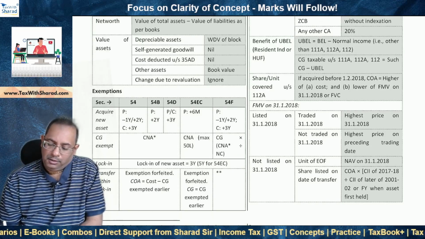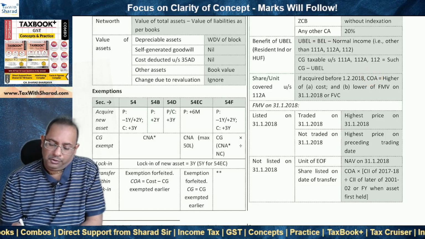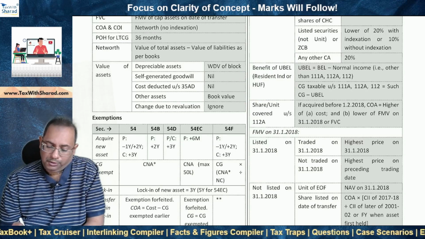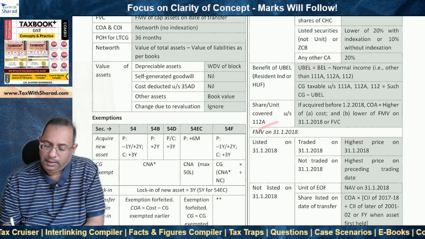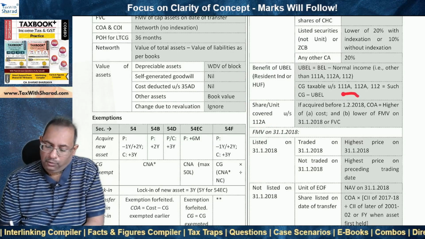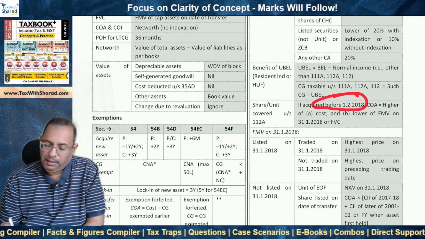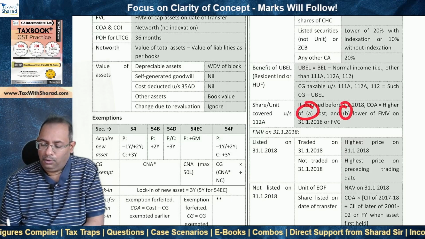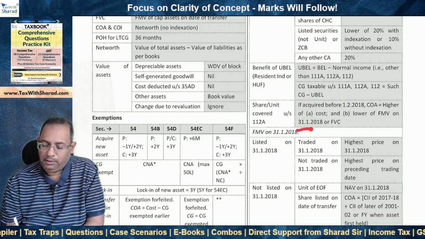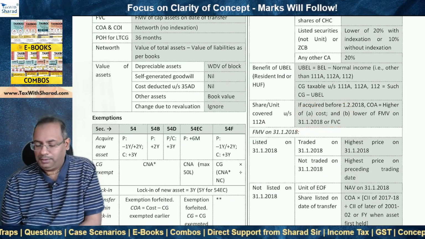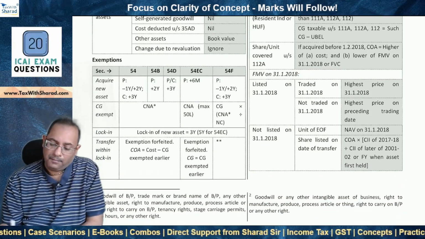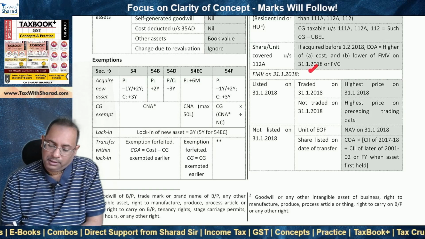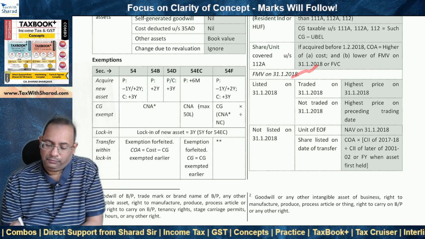There is a special provision to compute cost of acquisition in case of shares or unit covered under section 112A LTCG. So if the shares or unit covered under section 112A is acquired before 1st February 2018, then the cost of acquisition is higher of A, the cost, or B, lower of FMV on 31st January 2018 or full value of consideration, lower of A or B. Now FMV on 31st January 2018 is computed as follows.